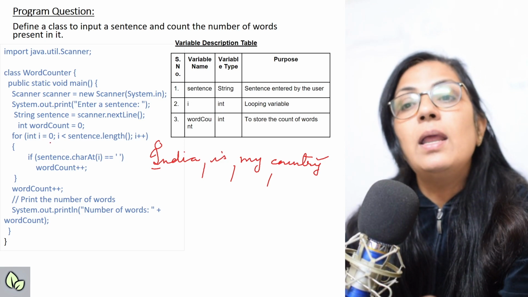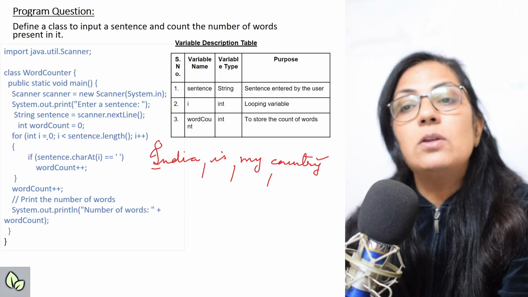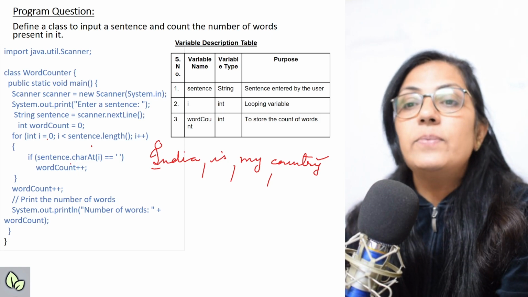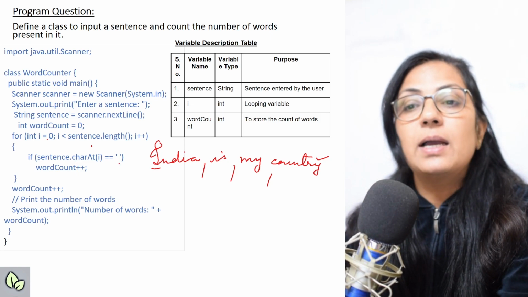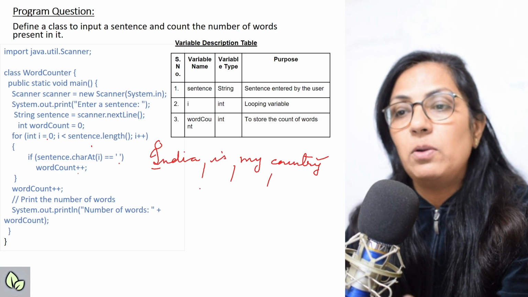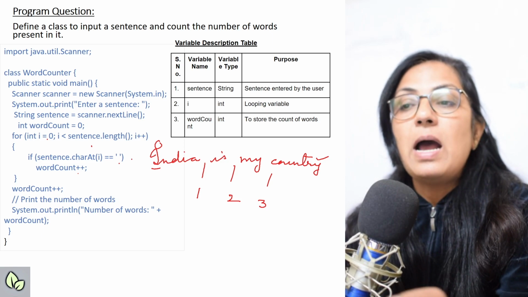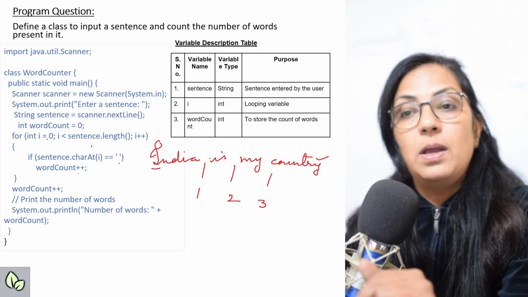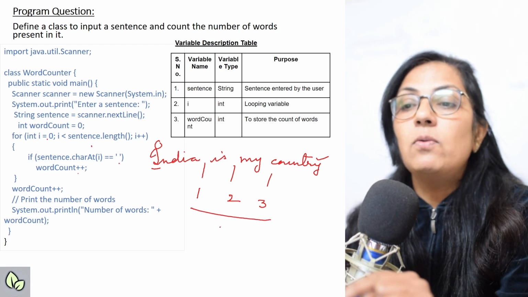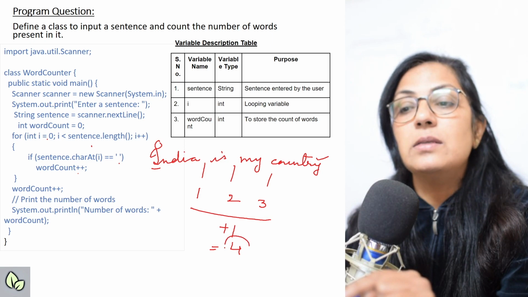So what I have done, after entering the sentence, we will take the loop from 0 to less than length, right? And then sentence dot charAt of i equals space. अगर ये space मिला तो word count plus plus. Word count कर दिया आपने, यहाँ पे हो गया 1, यहाँ पे हो गया 2, यहाँ पे हो गया 3. और after completion of the loop क्या करोगे आप? इसमें total count में you will add 1 to that and you will get answer as 4.